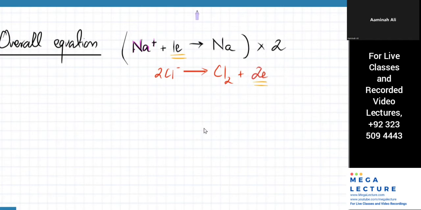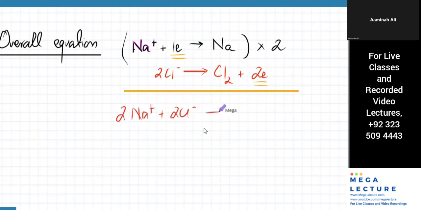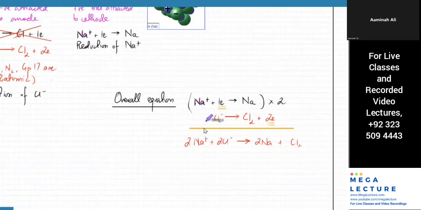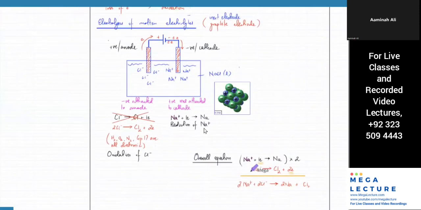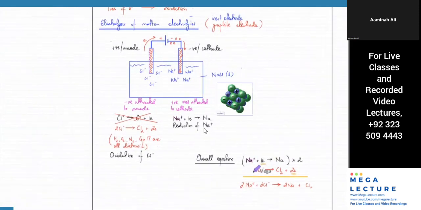Anyway, I'm just going to add up the reactants and the products. If I do that, it's going to be 2 sodium ions on the left side, and 2 Cl minus ions on the left side. On my product side, I got 2 sodiums, and I got Cl2. So that's my overall equation for this reaction, and that's about it.